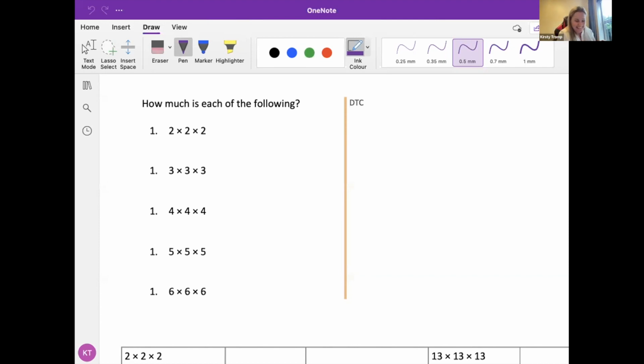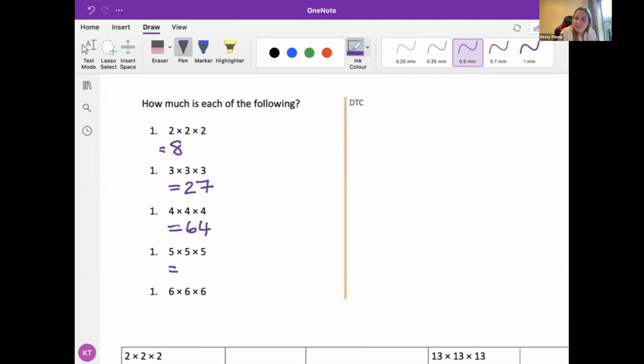For number 1 is 8. 8. Great, Matthew. So 2 times 2 times 2 gave us 8. Fantastic. All right. Number 2, Matthew, what did you get? 3 times 3 times 3? 27. Great, 27. Nice. All right, Matthew, number 3. I got 64. Perfect. Fantastic answer. 64.